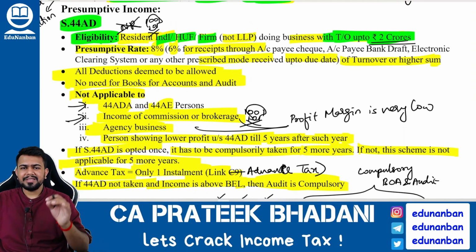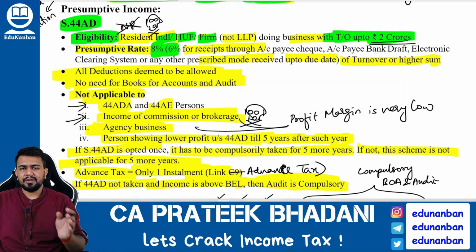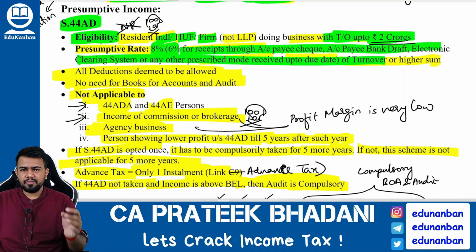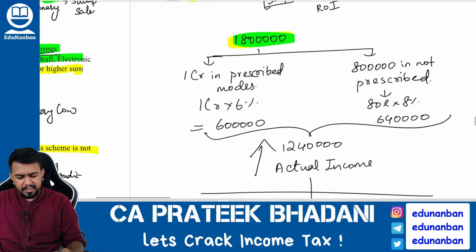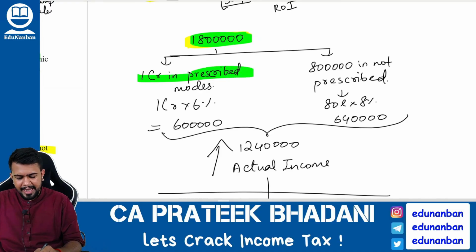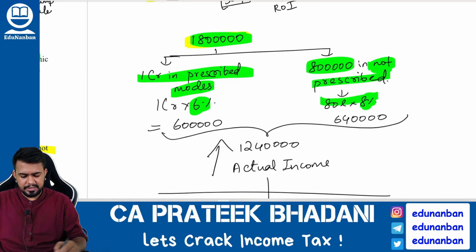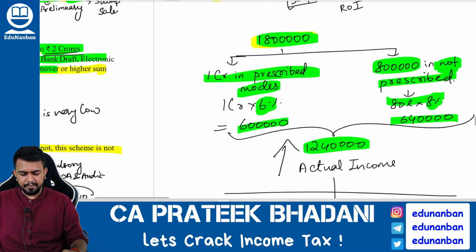Now, if you have chosen the scheme of 44AD, you have to show presumptive rate of income. Presumptive rate means 8% in case of non-banking transaction and 6% in case of prescribed modes. So 6% in case of prescribed modes, 8% in case of other than prescribed modes. So for example, if my turnover is 1 crore 80 lakhs, okay, and if 1 crore is in prescribed modes, I will take 6% of 1 crore, and balance 80 lakhs which will not be in prescribed modes, I will take 8%.